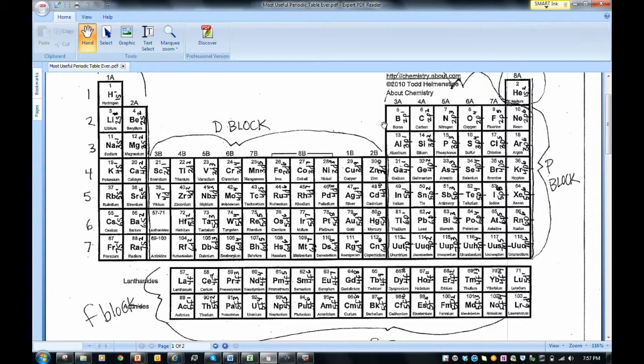Keep traveling across, boom, you hit this, you write down 2p6. Keep going, boom, you hit this double line, 3s2. Keep going, boom, you hit this double line, 3p6. Keep going, boom, you finally hit calcium, 4s2. And if you look back at that last slide, you'll see that that matches its electron configuration.